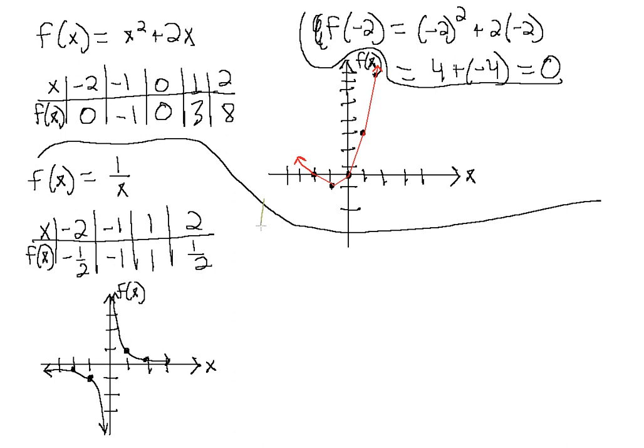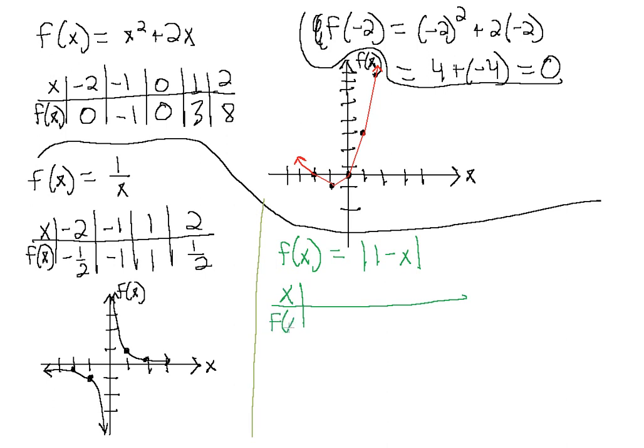All right, let's look at one more example. Let's look at the function f of x equals the absolute value of 1 minus x. The first thing we want to do is construct our table of values. This makes graphing our function much simpler. And here we don't have to worry about division by 0 or anything like that.